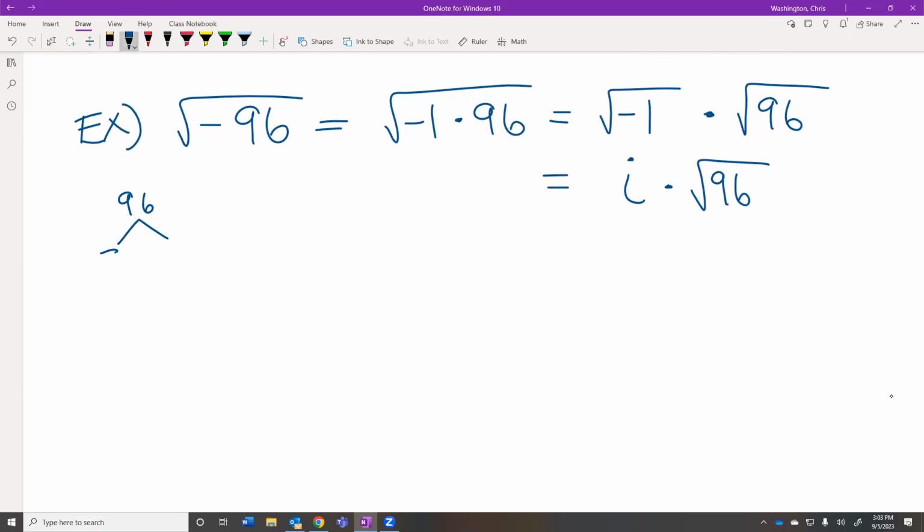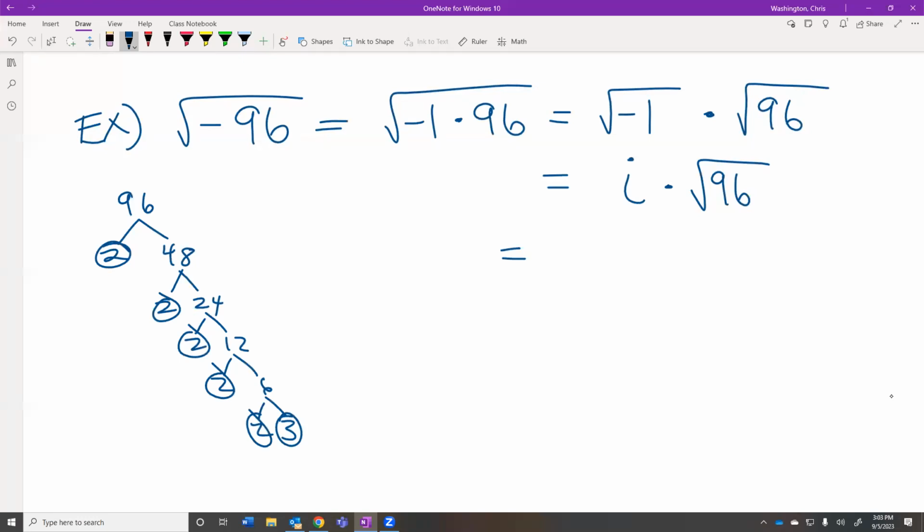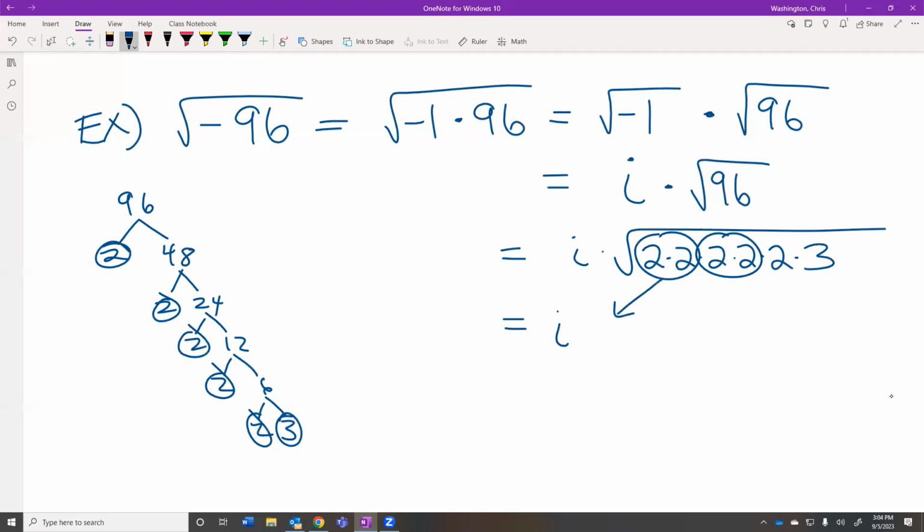We would do a factor tree: 2 and 48, 2 and 24, 2 and 12, 2 and 6, and 2 and 3. So we have 1, 2, 3, 4, 5 twos, and 1 three. So this would be equal to i times the square root of 5 twos and a 3. And we would circle pairs of twos. The 2 and 3 don't have a pair, so we end up with i times the square root of 4, which is 2, the square root of 4 is 2, and we have a 2 and a 3 left over inside. So without a calculator, this is what it would look like.